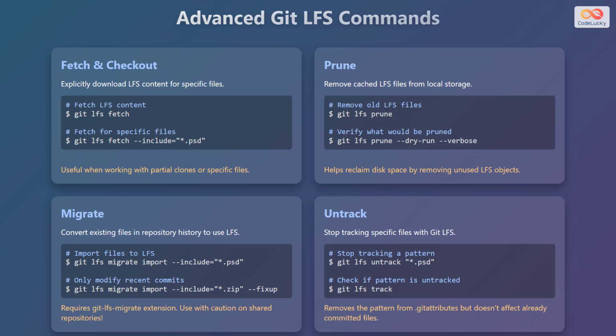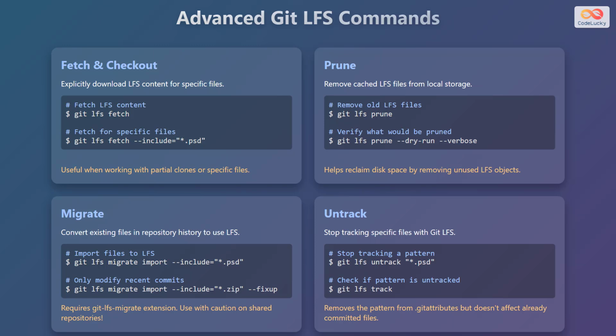The third command is git lfs migrate. This command converts existing files in repository history to use LFS. Use the command git lfs migrate import --include "*.psd" to import files to LFS, and use the command git lfs migrate import --include "*.zip" --fixup to modify recent commits. Note that it requires the git-lfs-migrate extension. Use with caution on shared repositories.